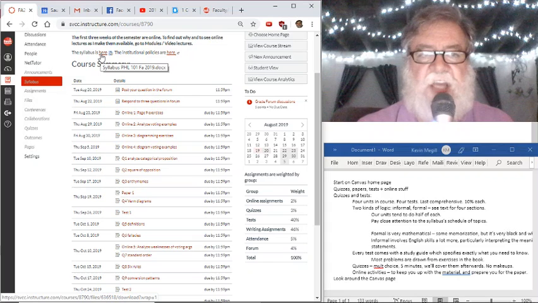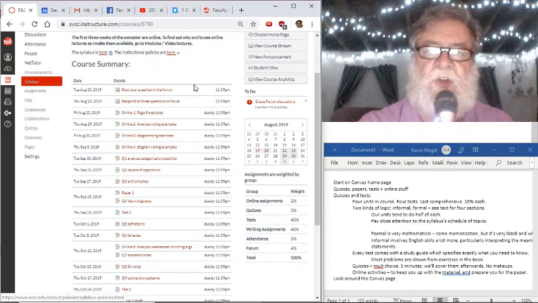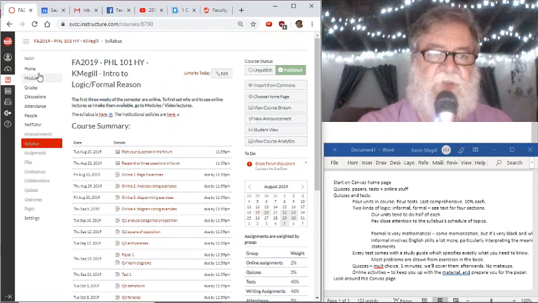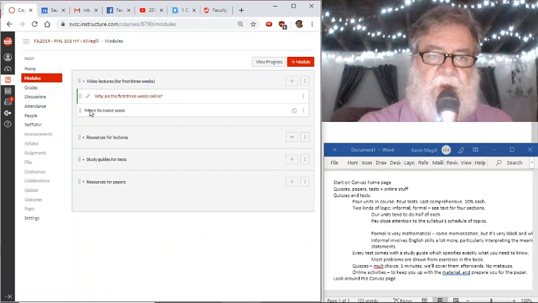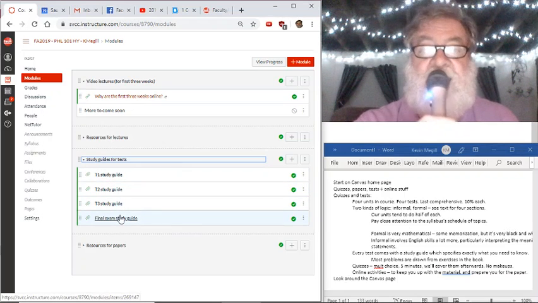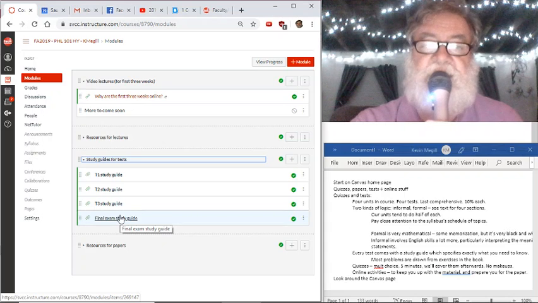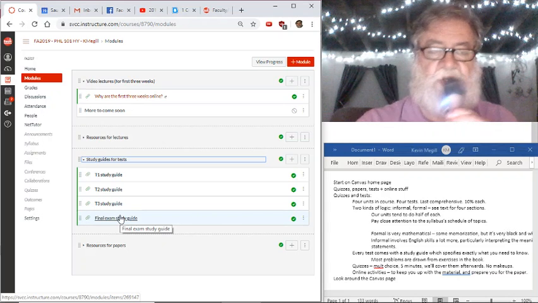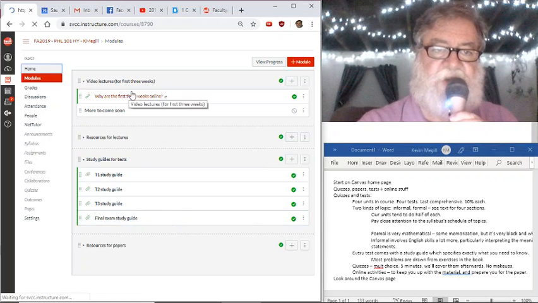Every test has a study guide with it. I'll show it. You'll look at it later, but they're all under the modules. If you go to modules, there's resources, there's a section on study guides for the tests. And there you can see the study guide for 1, 2, and 3 in the final exam. You can look at them right away if you want. And they tell you exactly what kinds of questions I'm going to ask. So you should know right from the start what you're expected to know how to do.